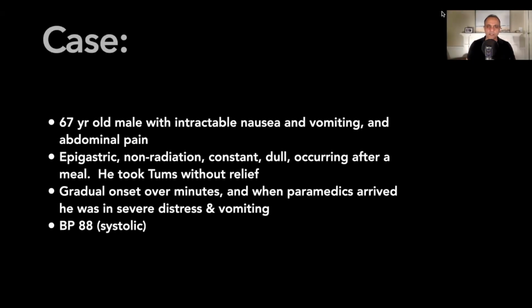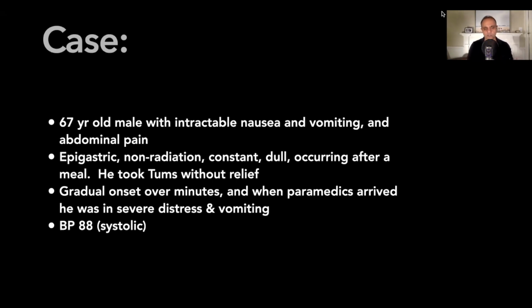So this was a 67-year-old male with intractable nausea and vomiting and abdominal pain. Now, his pain was epigastric in location, non-radiating, constant, dull, and occurred after eating a meal. He took Tums without any relief, and the pain, he said, was gradual in onset over minutes, and when paramedics got there, he appeared to be in severe distress and was vomiting.